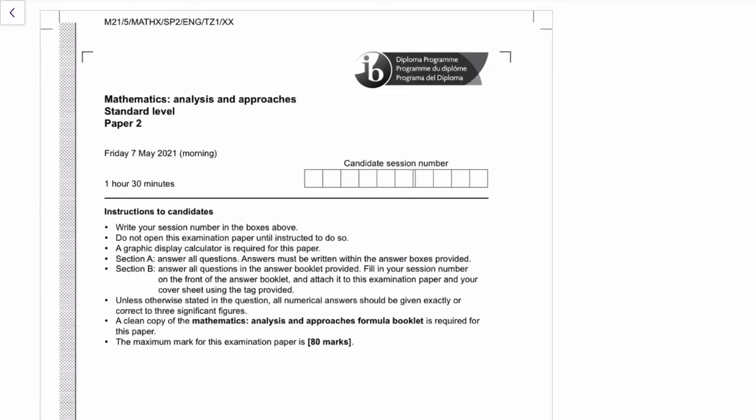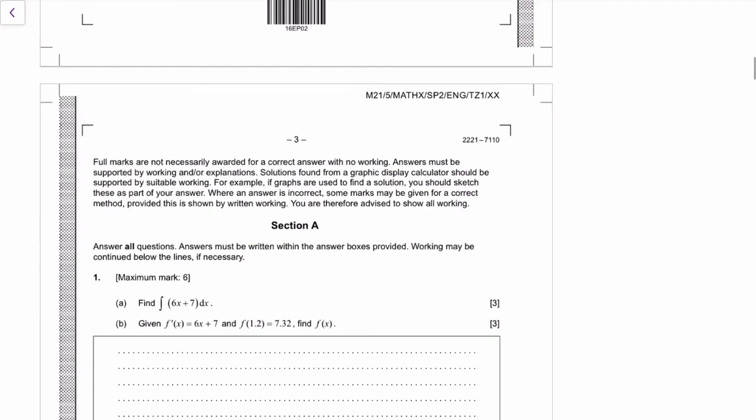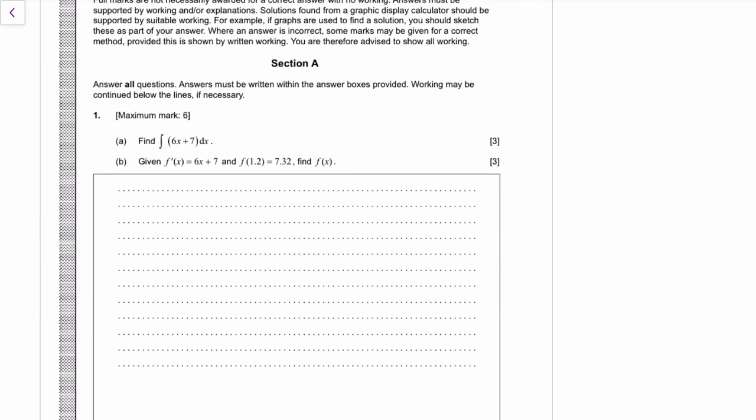Okay, we continue with Time Zone 1 Paper 2. This is SL, AA, AASL. Again, the paper should be quite difficult to find. So, in case you want to try it before watching it, take a screenshot.